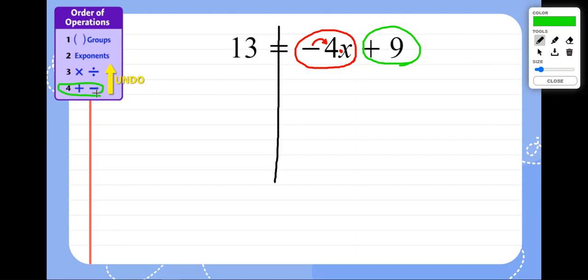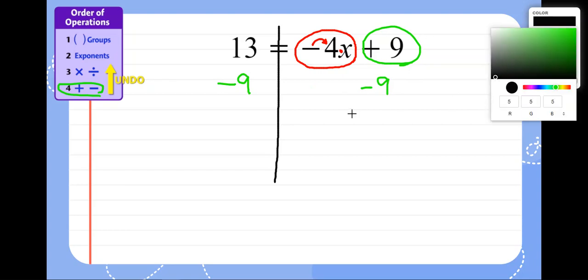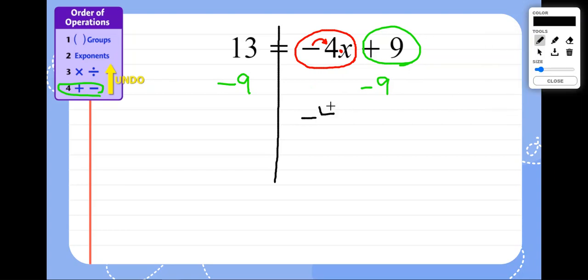We get rid of the plus 9 first. Subtract 9 from both sides. And when we simplify, that gives us negative 4x, which is left. Remember, the negative has to stay with that. 13 minus 9 is 4.